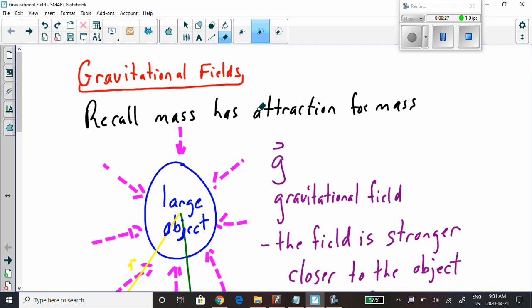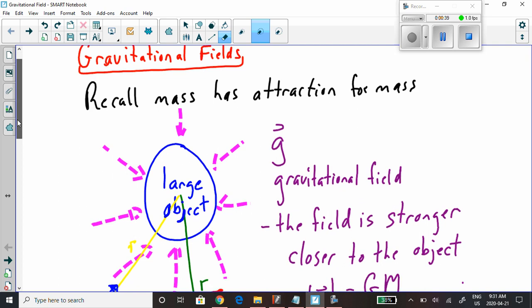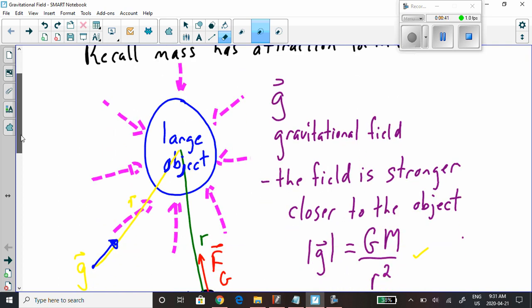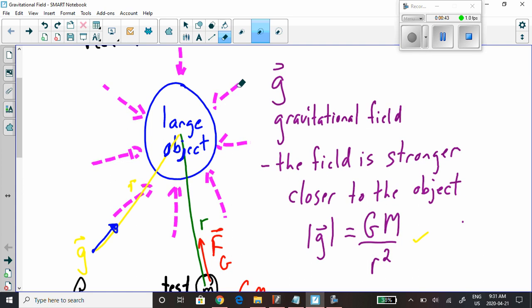I want you to remember that because matter has a property called mass, it attracts other mass. So recall, mass has attraction for mass. How is that manifested? Well, it's manifested through something you've already seen: g, a vector, called the gravitational field. And all around any object really, but most obviously seen with large objects like stars, suns, planets, moons, things like that, galaxies.